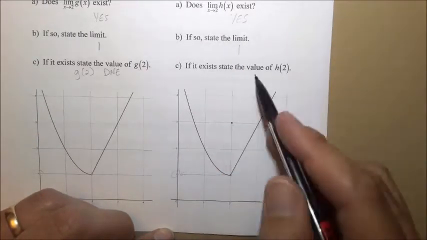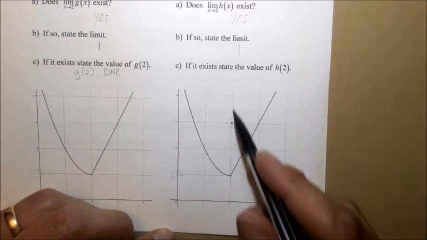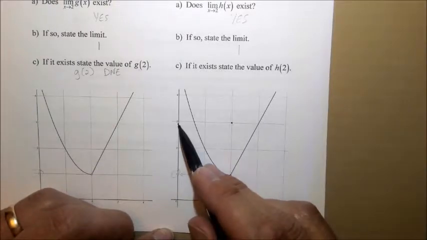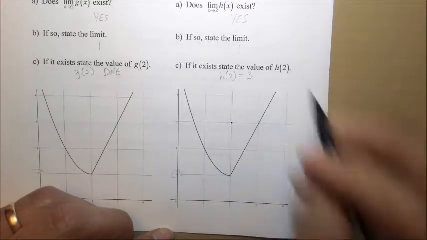If it exists, what's the value of h of 2? Well, now we look up and down at x equals 2, we do see a point. And the vertical value of that point is 3. So h of 2 is equal to 3.